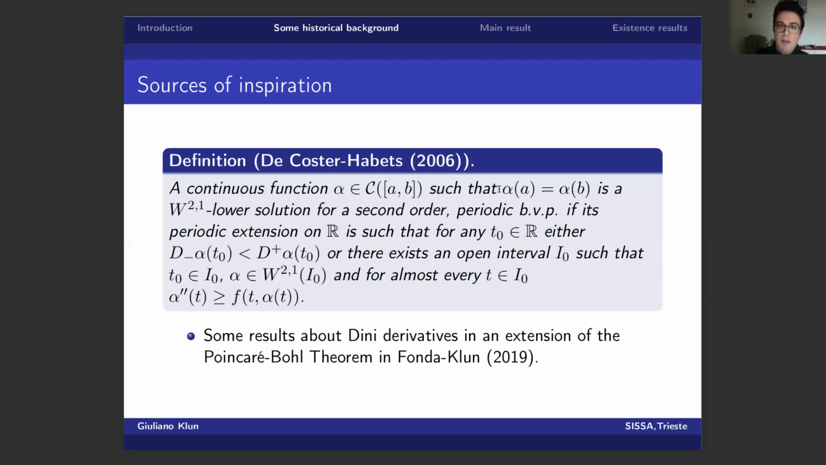Let me recall a definition from the book of De Coster and Habets, 2006, in which a continuous function alpha defined over an interval [a,b] and taking equal values at the boundary of that interval is said to be a W^{2,1} lower solution for a second order periodic boundary value problem if its periodic extension on R is such that for any t0 in R, either the lower left derivative is less than the upper right derivative of alpha at that point, or there exists an open interval E0 such that t0 belongs to E0 and the function alpha is a W^{2,1} function over E0, and moreover for almost every t in E0, the second derivative of alpha is greater or equal than f(t, alpha(t)).